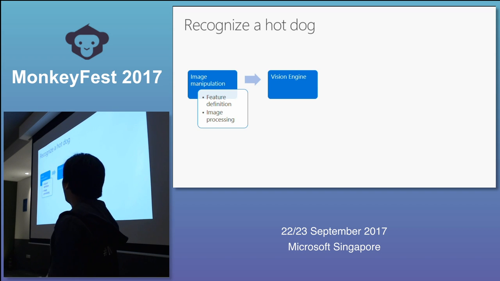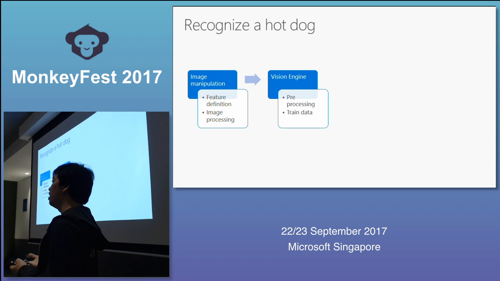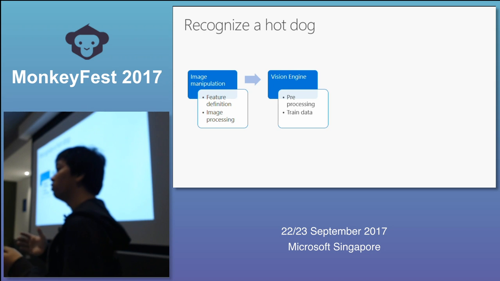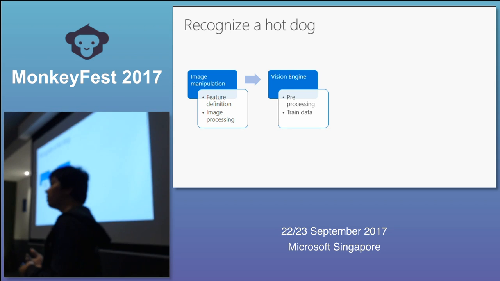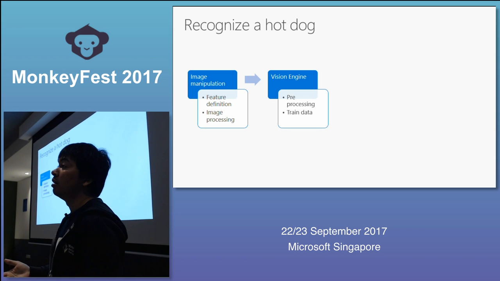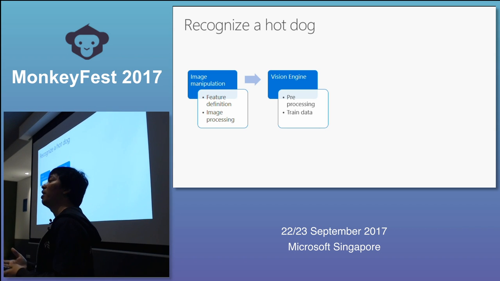And the second one, you have to build the vision engine that actually determines whether it's a hot dog or not. You have to pre-process your data. You need a lot of data from pictures. Jin Yang scraped the entire internet, from Google Images and Bing Images, and we have to do it ourselves if we want to build the engine. And then we have to train on the data. We can use any artificial intelligence algorithm that you want. There are plenty of them.